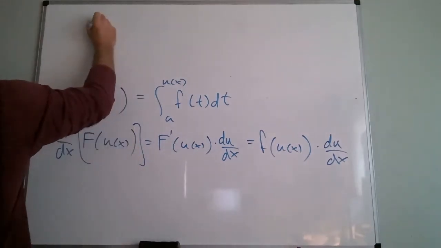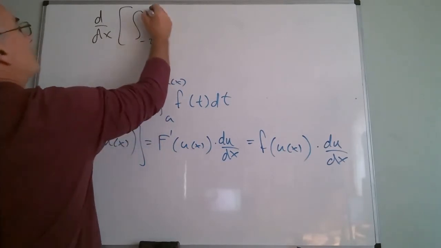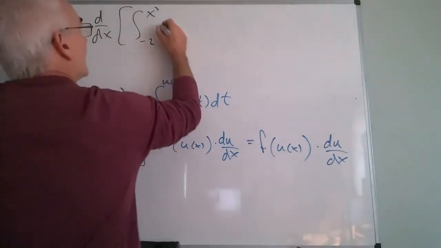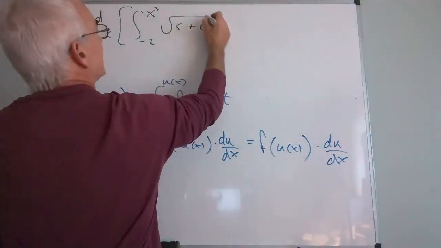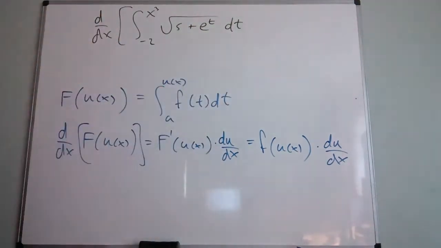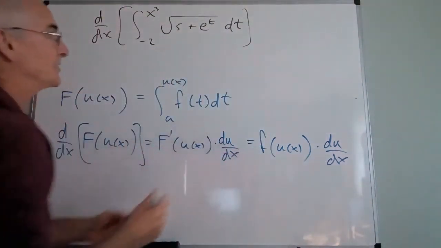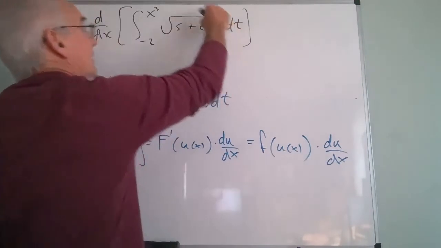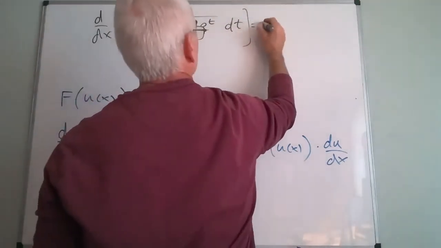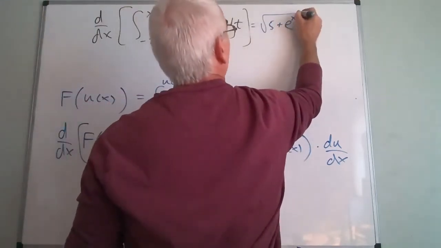I would like you to find the derivative of the integral from -2 to x cubed of the square root of 5 plus e to the t. All right, just something horrible. This can't be integrated, and it's not even important because I'm doing the derivative of this. So we're going to use this. Well, right off the bat, I know that all I need to do is replace t with this. I know I got to do that. So my answer is going to be the square root of 5 plus e to the x cubed.